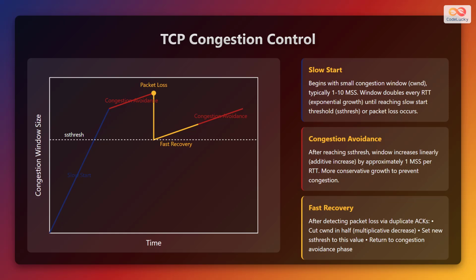The third technique is fast recovery. After detecting packet loss via duplicate ACKs, the congestion window is cut in half, and a new slow start threshold is set to this value. The connection then returns to the congestion avoidance phase.